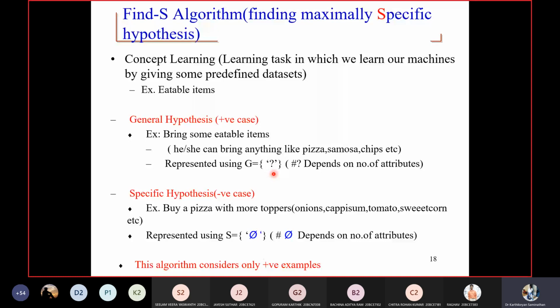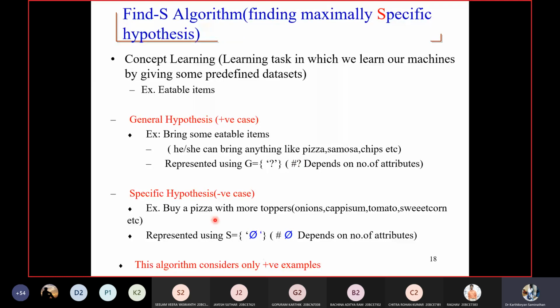Whenever negative test cases are coming, suppose I want to eat a pizza, a specific test case. I don't want to think about any samosa, chips, or something like that. I want to eat a pizza with more toppings like onion, capsicum, tomato, and sweet corn on the top of the pizza. So this is a more specific hypothesis from the general concept learning. Such things are represented with phi. This phi also depends on the number of attributes. These are the 2 scenarios for this FIND-S algorithm.